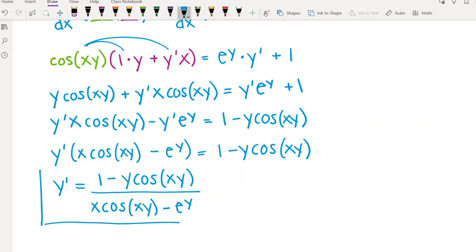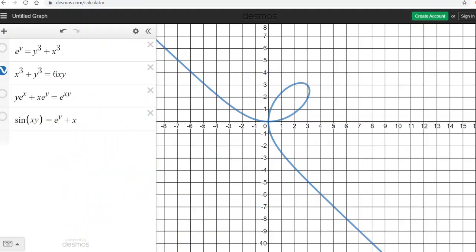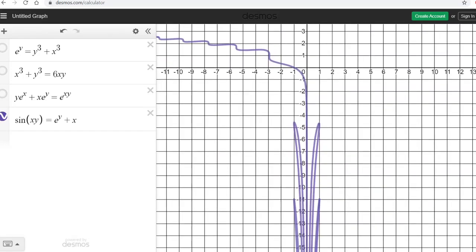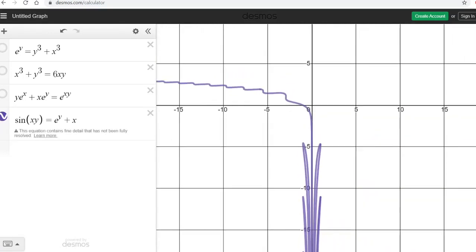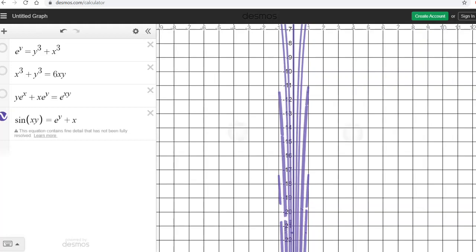And we'll do an example like this at the end, but if you were trying to find the slope of the tangent line at a specific point, you would just plug in x and y, right? I just want to make sure everyone remembers what the whole point of y prime is. It just tells us the slope of the tangent line at different points. So let's also look at the graph of this one. That was sine of xy is equal to e to the y plus x. So, kind of an interesting shape, I think.